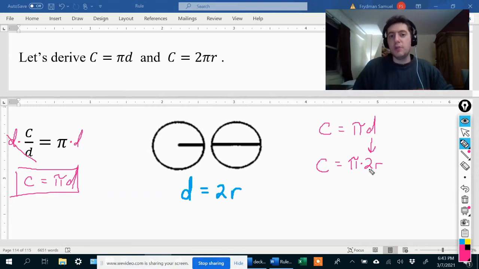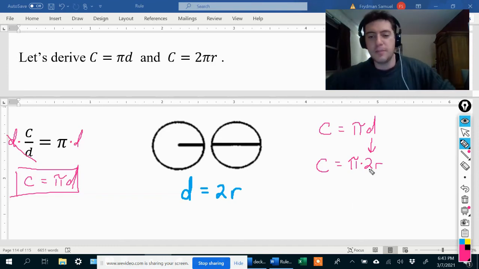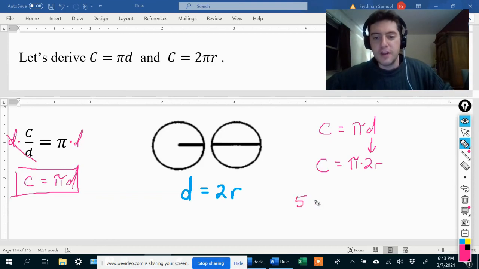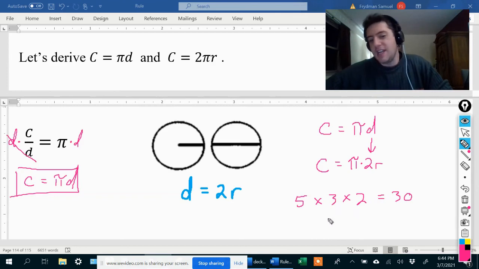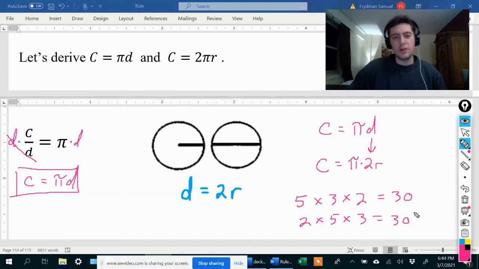And because of the commutative property, we know that the order that we multiply numbers in does not matter. So for example, 5 times 3 times 2, well, 5 times 3 is 15, 15 times 2 is 30, right? I could put this in any order and I would get the same answer. So let's try 2 times 5 times 3. 2 times 5 is 10. 10 times 3 is still 30, right? So the order doesn't matter when we're multiplying.